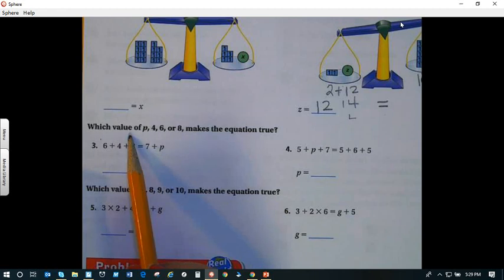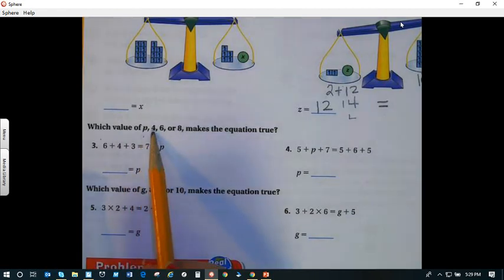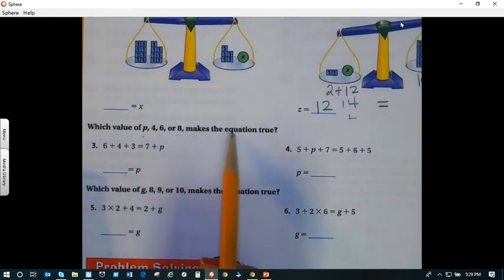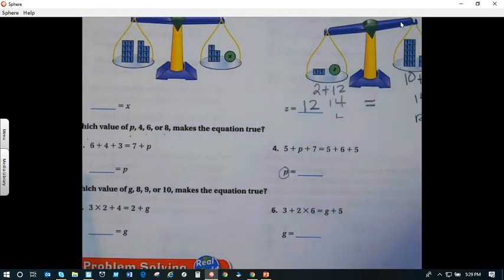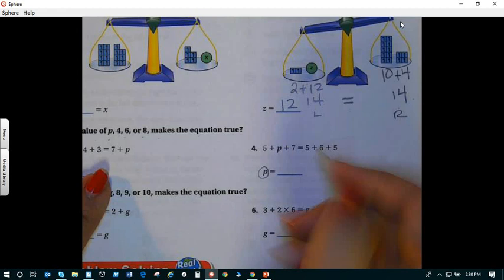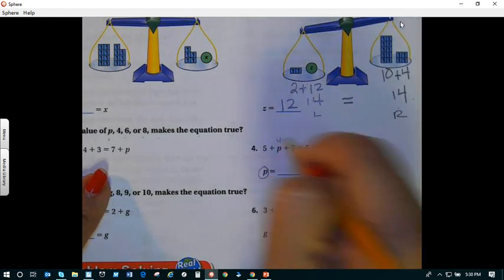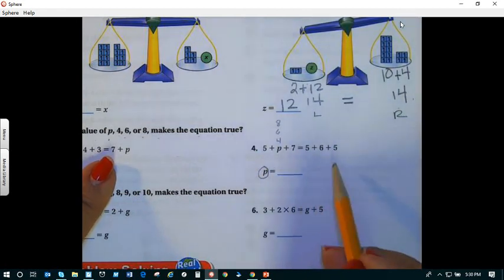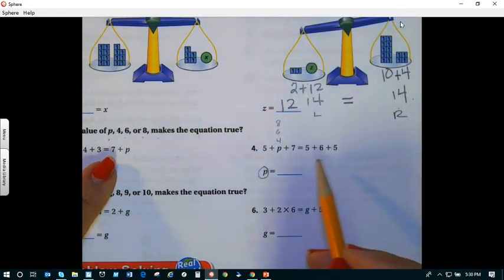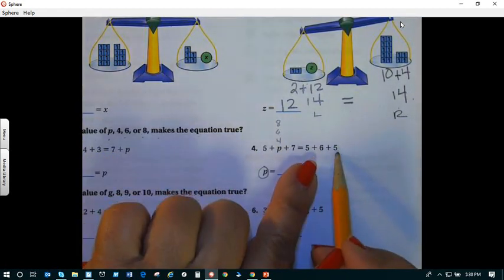All right, let's go over to number 4. Which value of P, 4, 6, or 8, makes the equation true? So we're needing to find P. In class today, I was telling you that you needed to put the 4 here, then you would put the 6 here, and then you would put the 8 here. So I'm needing to solve the problem. Well, first things first, I need to solve this side, my right side.